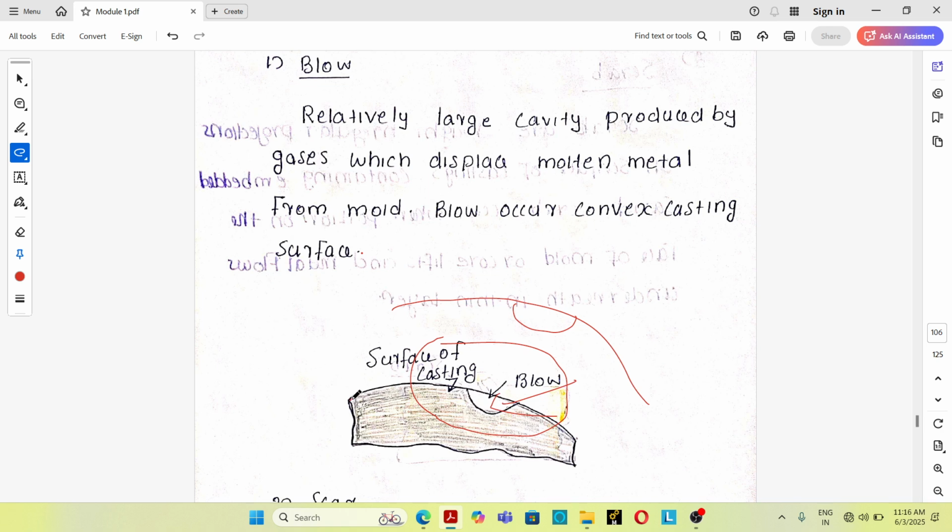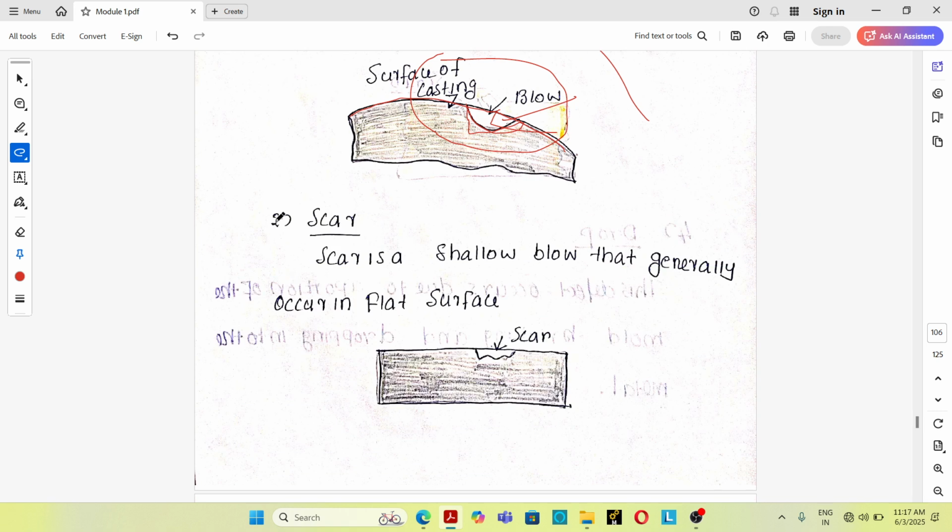You can see that this is a convex casting surface. At the top of the convex casting surface, there will be a large cavity which is due to the gases that replace the molten material, and that defect is known as blow. Second one is scar. Scar is a shallow blow that generally occurs on a flat surface. If this hole is present on a flat surface with a small size compared to blow, that defect is known as scar.